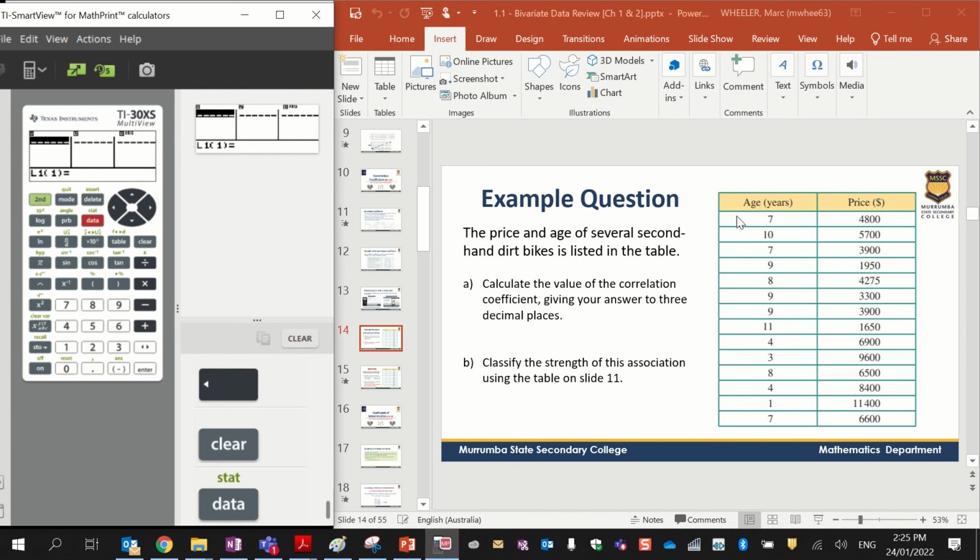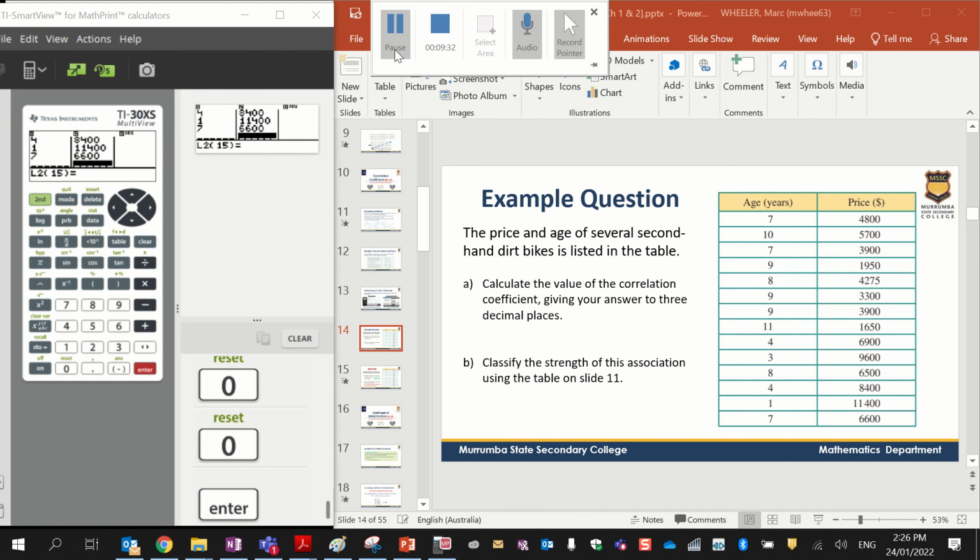And the correct answer is age determines price. So that's our X variable, so it's easy if we just put that first. So we just go through and put all the numbers in there, and then we go across to list 2, and we put all of the values in there. So I'm going to pause the video. You should too, while you go and do that.